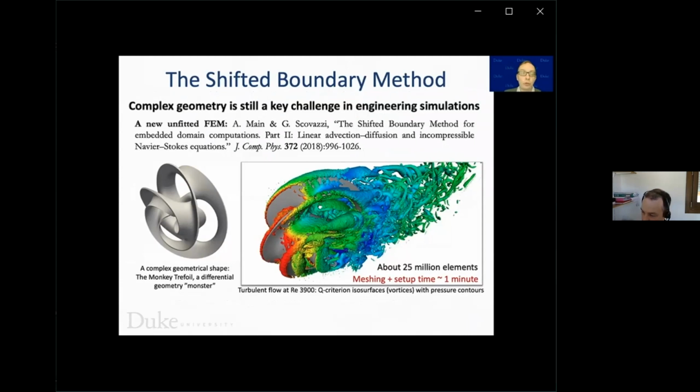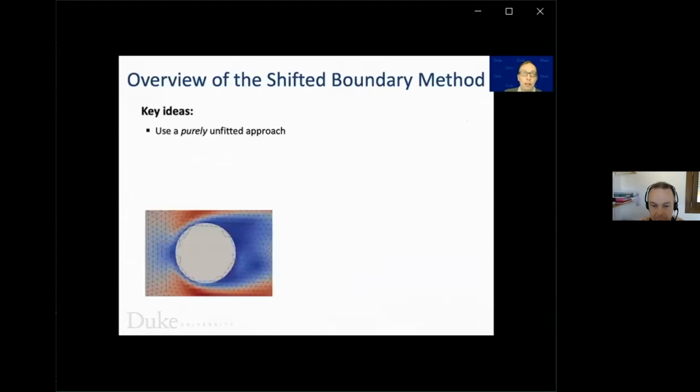In 2018, Alex Main and I proposed the shifted boundary method as a new unfitted finite element method to tackle the challenge of complex geometry in engineering applications. We showed in a paper that the shifted boundary approach is a viable strategy for complex geometry Navier-Stokes calculations, which can be achieved with very, very short setup times on relatively large grids.